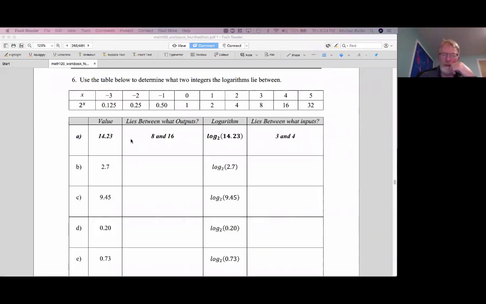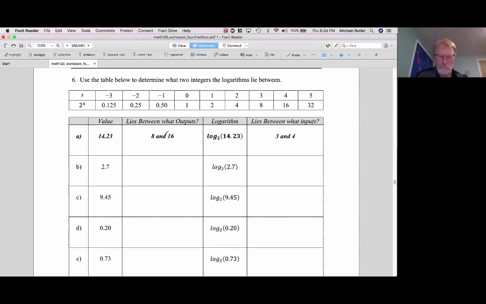So let's go through the worked example first, so hopefully that makes sense. Okay, so if the value is 14.23, right? Where are they getting that? I'm a little confused.